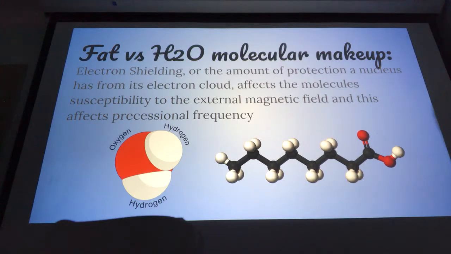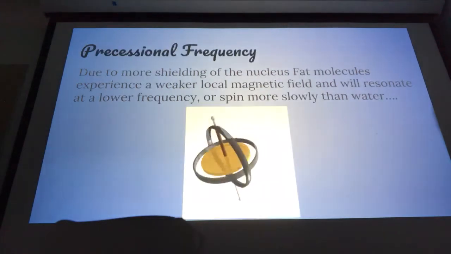So looking at the two molecules on the left, we have water, that big bright red oxygen molecule. Oxygen is highly electronegative, and it attracts those hydrogen molecules to it, leaving the nucleus there more susceptible to the external magnetic field. Fat, on the other hand, has a huge electron cloud with all those white hydrogen balls on it, so its nucleus is less susceptible to the magnetic field.